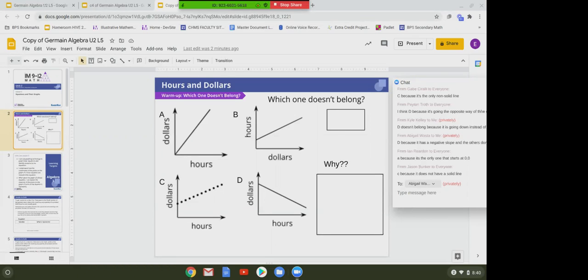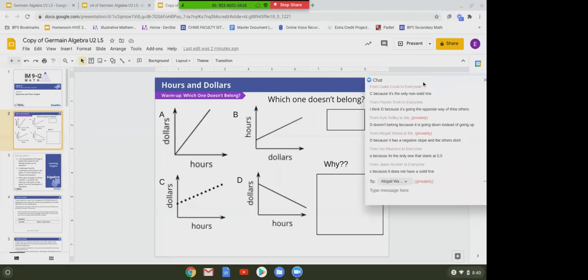So I have some friends in here that are saying a majority of friends are saying D. Some of the reasons people are giving are that D is the opposite because it's going the opposite way of the others. Okay, I like that one. D because it has a negative slope and the others don't. Somebody said A because it's the only one that starts at 0, 0. It's the only proportional relationship. I like that. Some friends said C because it's the only one that doesn't have a solid line.